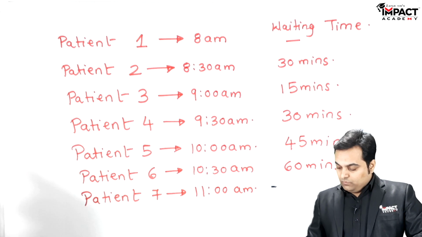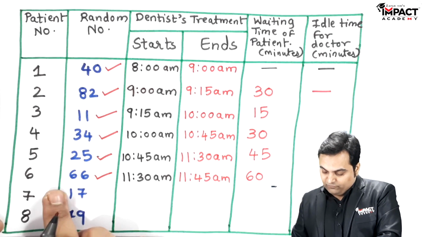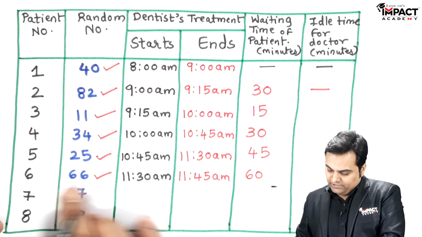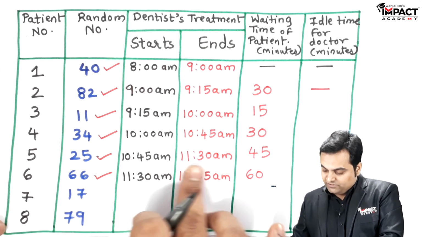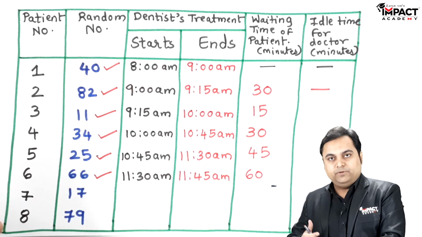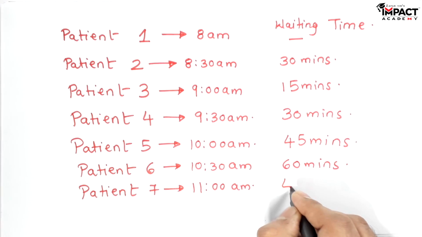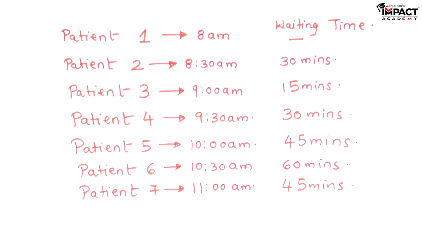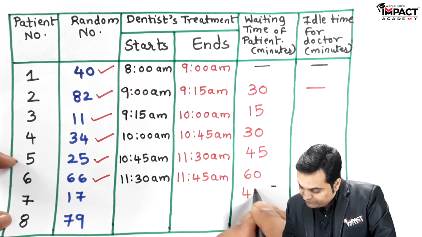And now when patient 7 enters at 11, the operation for patient 6, that is the cleaning operation, was going on, and at the same time previously patient 5 was also operated upon beyond 11 am. So patient 7 which enters at 11 will have to wait for 45 minutes for his turn. So therefore the waiting time for patient 7 is 45 minutes.